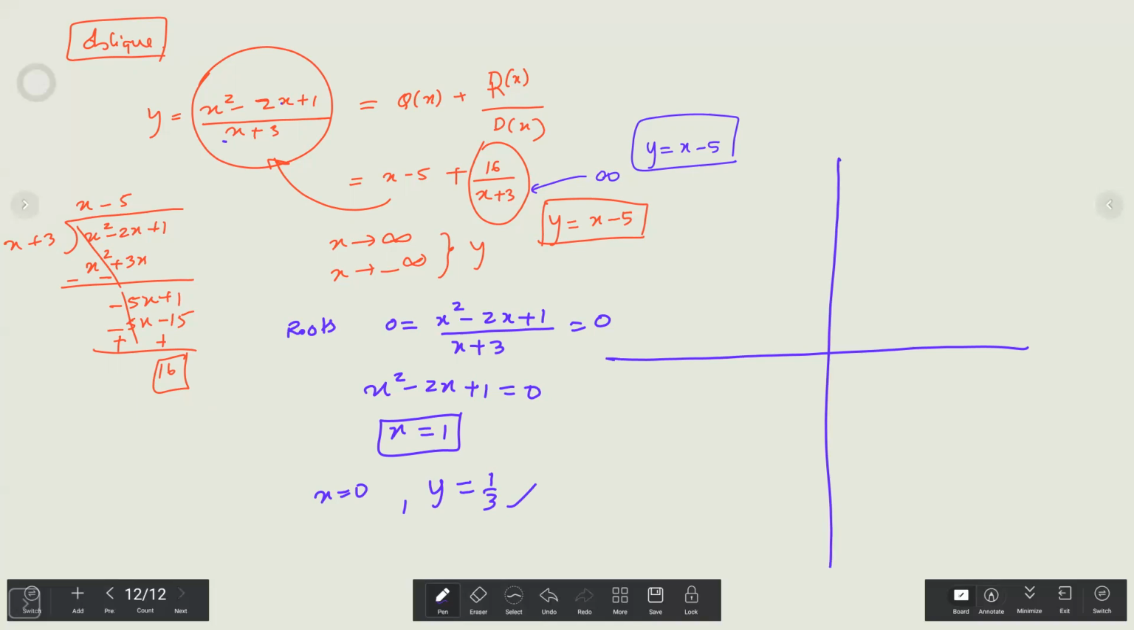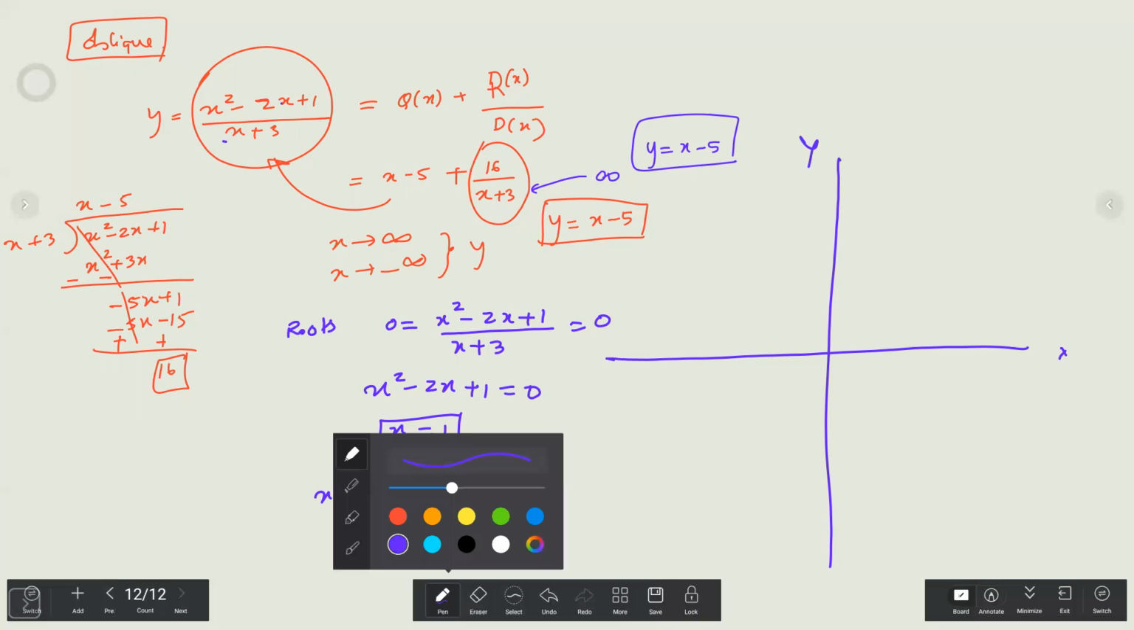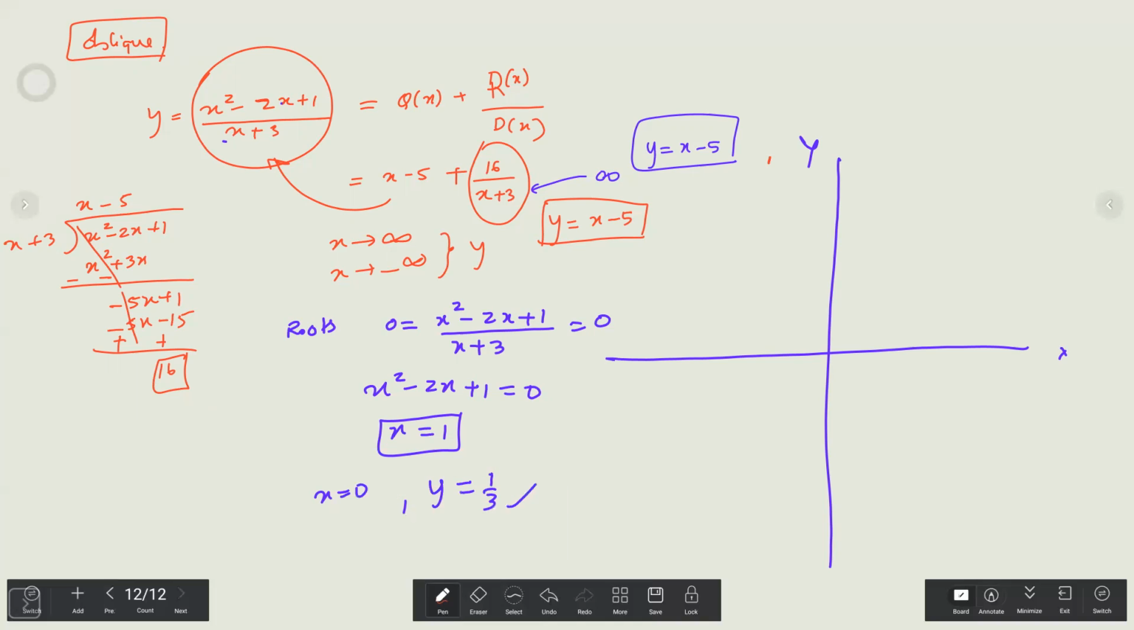So this is your x and y axis. Then you draw the important stuff like your vertical asymptote, which is at x equals minus 3. Then the oblique asymptote is y equals x minus 5. Now you should know how to draw the y equals x minus 5 line. When you draw it, it cuts the y-axis at minus 5, and so y equals x minus 5 is a straight line like this.